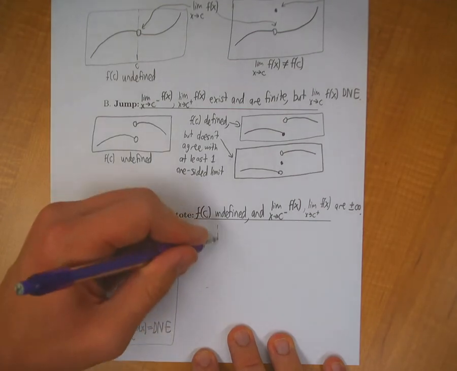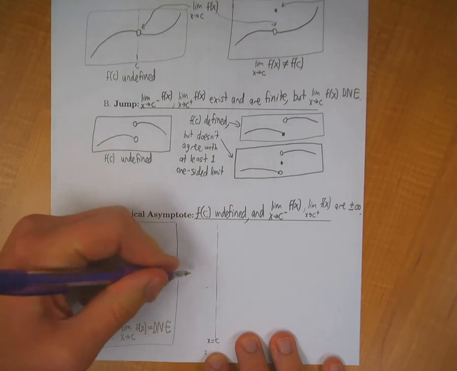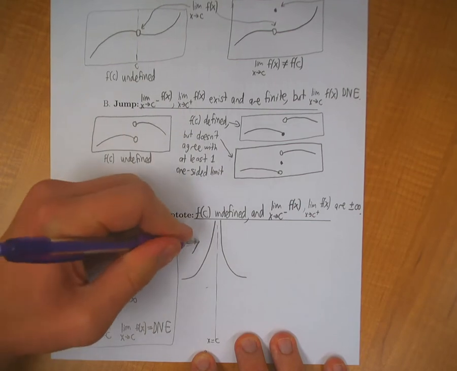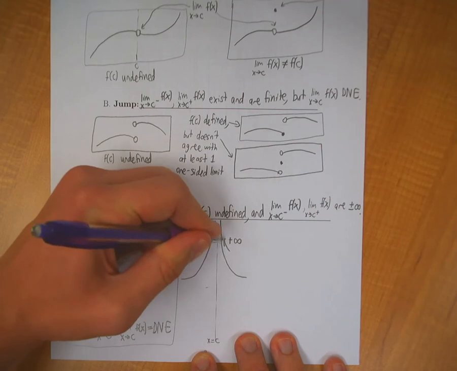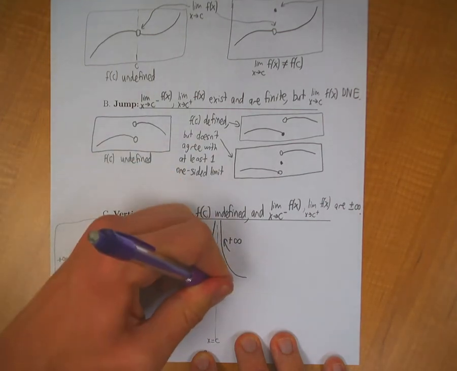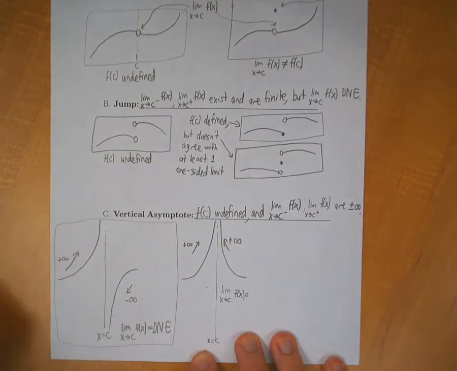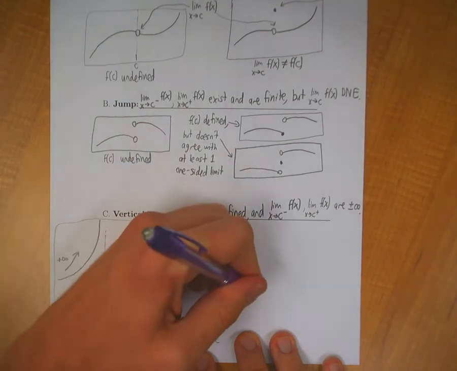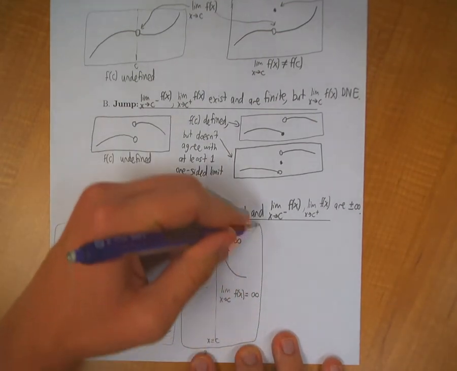Another one is if we have a vertical asymptote at x equals c again, but in this case, both one-sided limits shoot up to positive infinity. In which case we get that the limit as x approaches c of f of x would equal what? Yeah, just infinity, right? So that's scenario number 2.